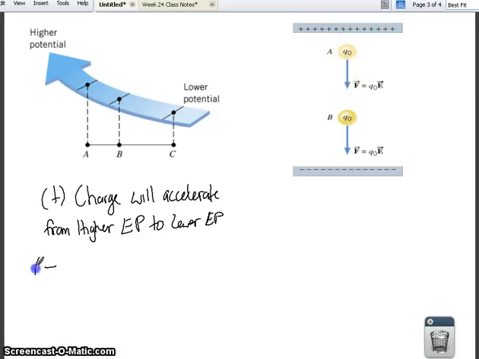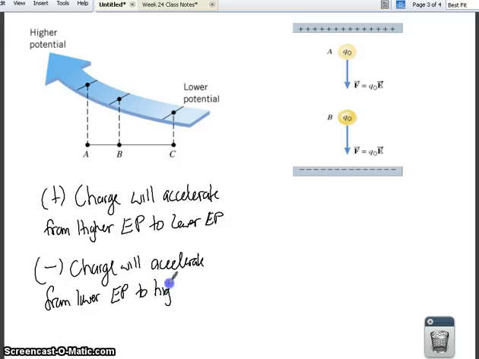Okay. However, a negative charge will accelerate from lower electric potential to higher electric potential, which is where this analogy of comparing it to gravity kind of breaks down, because if this was our example of gravity, things always fall down, right? They never fall up. They always fall down, but based on the charge, they might accelerate down or up. And so we have to take that into consideration. So that's where the analogy kind of breaks down. So we have this concept of electric potential and electric potential energy.